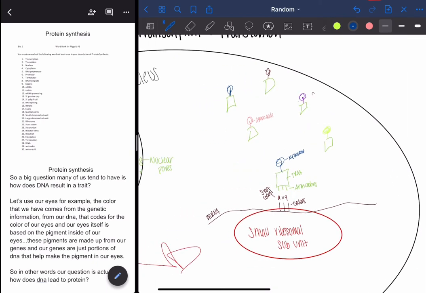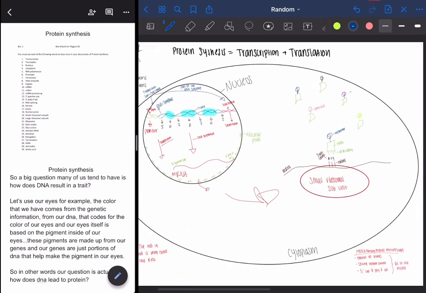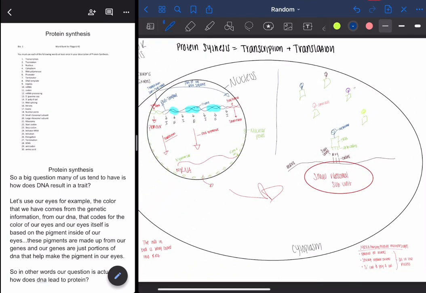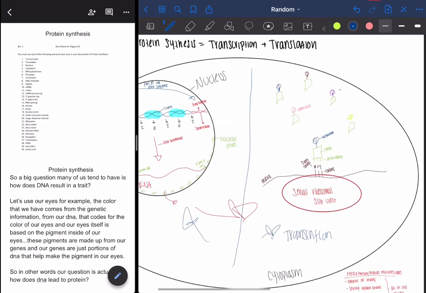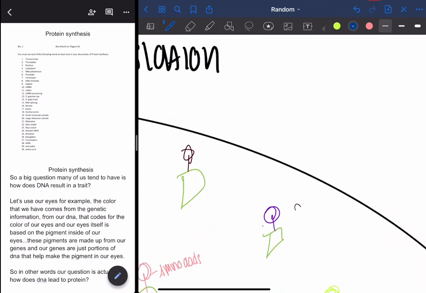So along with mRNA and translation in general, it's sort of divided into two parts. This over here inside of the nucleus is all transcription, and this over here is translation. Translation also consists of different stages. Translation consists of initiation, elongation, and termination.